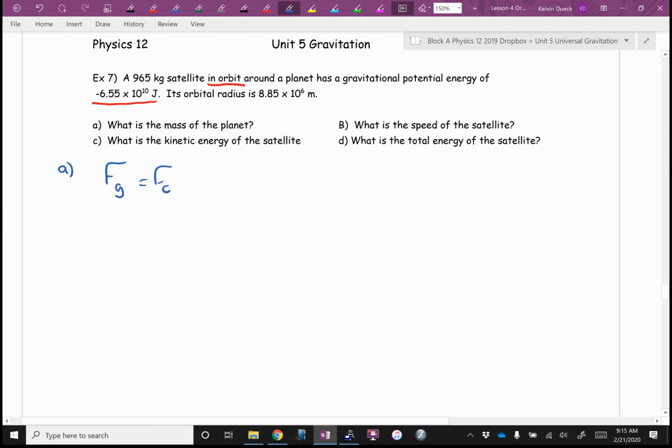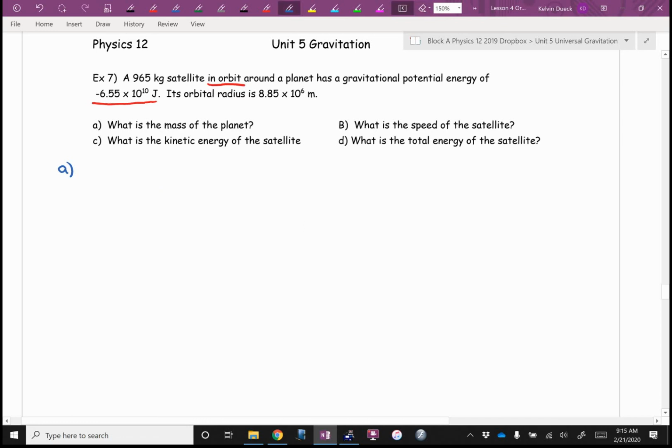Remember, I'm trying to get the big M by itself. I might then go big G, big M, little m over R squared equals little m v squared over R. Which one of these am I going to use? Did they give me or ask for the speed in part A? Did they give me or ask for the period in part A? Uh-oh, I can't use gravity is what's pulling me in a circle. I'll probably use it later on.